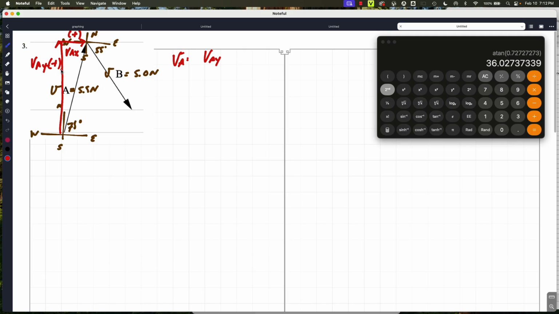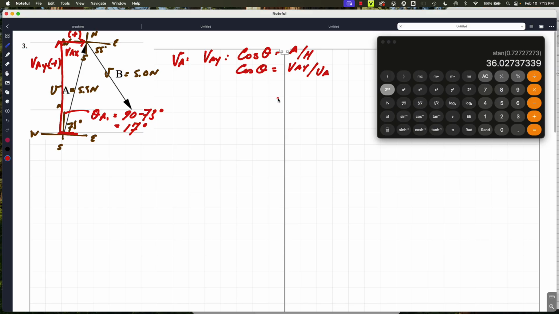which is this side here, we're going to use the cosine ratio. Adjacent over hypotenuse. Adjacent would be VAY, while the hypotenuse would be VA. This angle here we can call theta A1 if you like, and that is equal to 90 degrees minus the 73, since we know that this is 90 degrees and this component of it is 73. This makes theta A1 17 degrees.